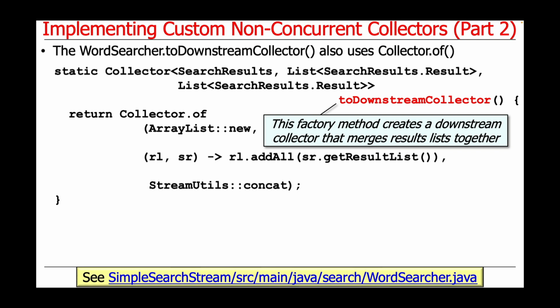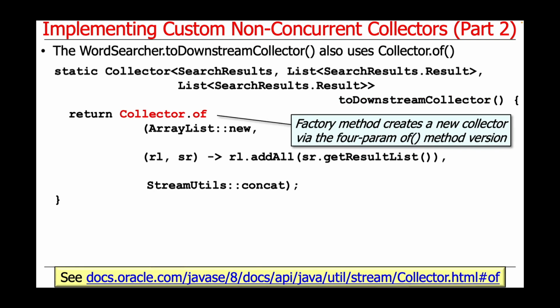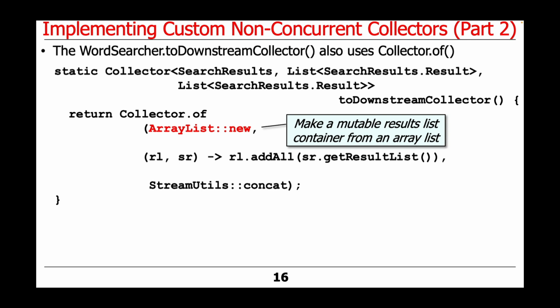So let's take a look and see how this is going to work. Once again, we use Collector.of. This time we're using the 4-parameter version, but because characteristics is optional, we only have 3 parameters. We're going to give an ArrayList as the supplier. So it says make a new mutable result container, which is a list, which is an ArrayList.